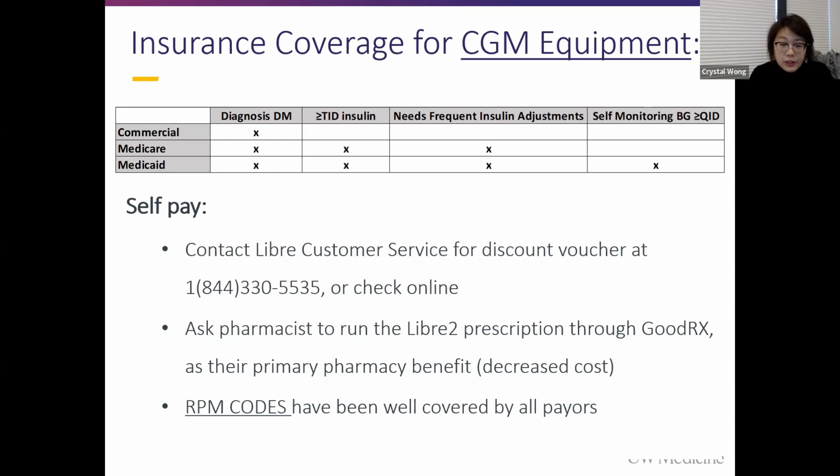outside of insurance coverage. And then one thing, so obviously there's the equipment, there's also the cost for the time that we spend taking care of the patient, whether that's staff time for inputting data or your time interpreting the AGP reports, et cetera. So all of that actually has been well covered by payers. I think sometimes it's hard not to get stuck on equipment coverage, but the actual RPM codes that you bill out for administering this program actually have been really well covered by all payers, commercial, Medicare, and Medicaid.